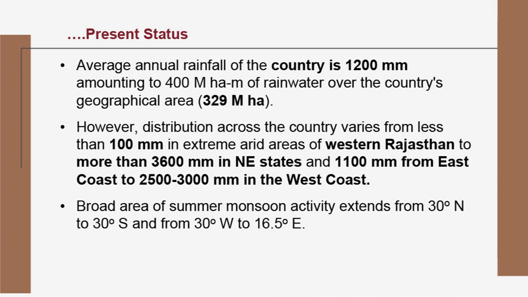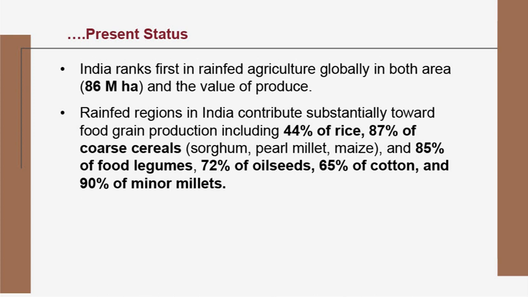Broad area of summer monsoon actively extends from 3 degree north to 30 degree south latitude and from 30 degree west to 16.5 degree east longitude. So, India ranks first in rain-fed agriculture globally in both area and the value of the produce. So, our concern is really more, and we also have too much population. Very shortly, maybe in the next 5-10 years, we can be 1.5 billion, and maybe in the next few years, we can surpass China also.